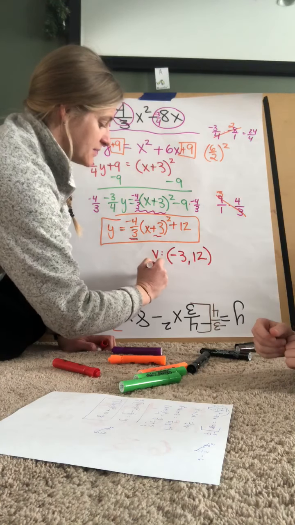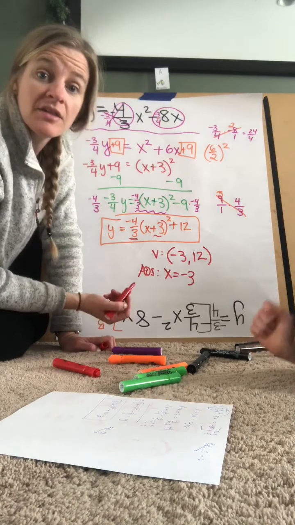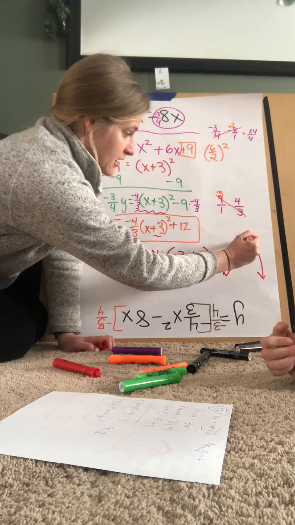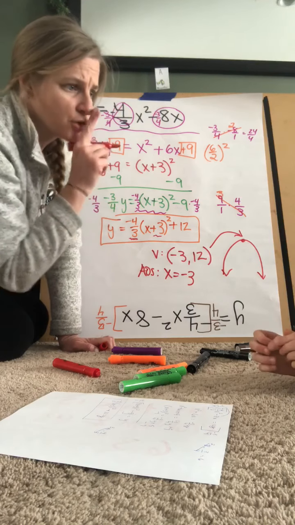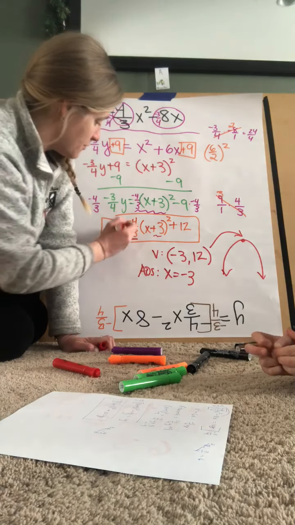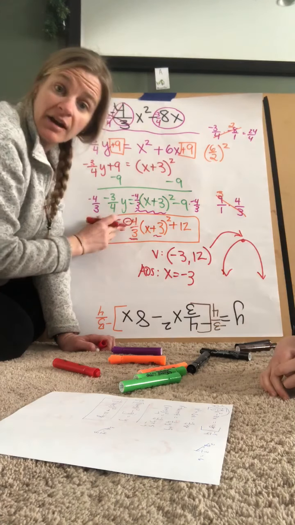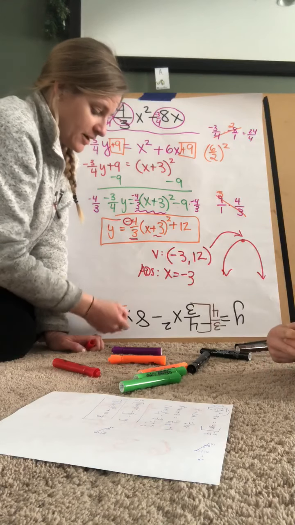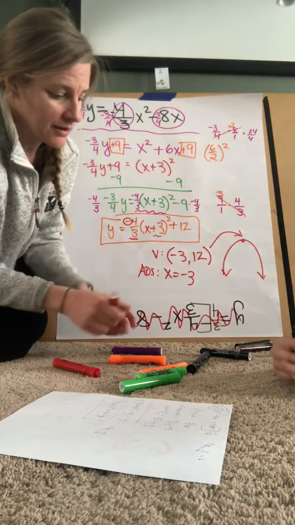And the axis of symmetry is at x equals negative 3. This is a maximum value. That -3, +12 is a maximum value. And I know that because of this -4/3 out in front, right? A negative out in front shows us a frowny face parabola. Pay no attention to this. This was a mess up. Frowny face.